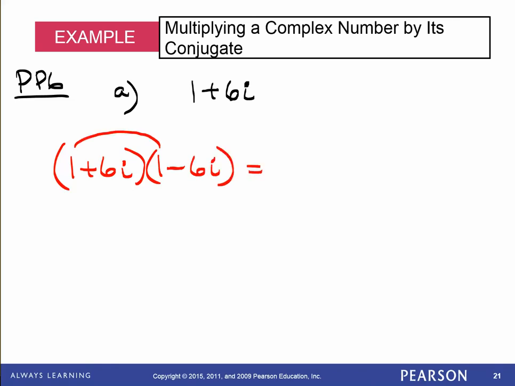Multiply the first terms together. Everybody okay with 1? Multiply the outside terms, negative 6i. The inside terms will give you plus 6i. And then the last term, let's see how to do this here. 6 times a negative 6, negative 36 with an i squared, which means a positive 36.